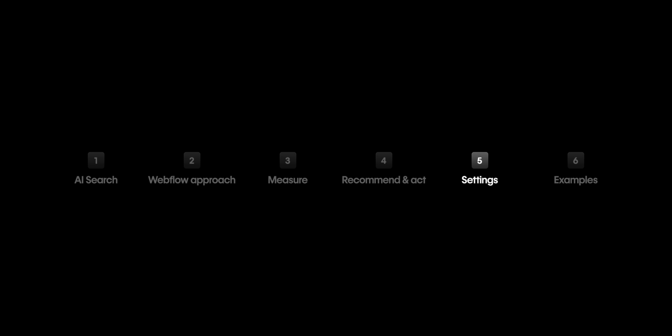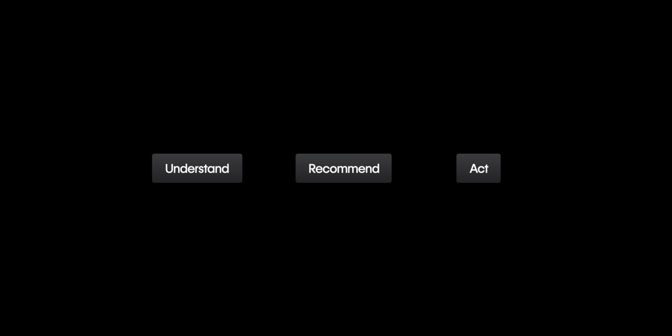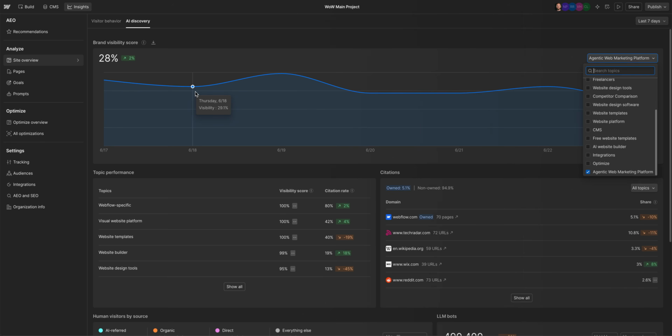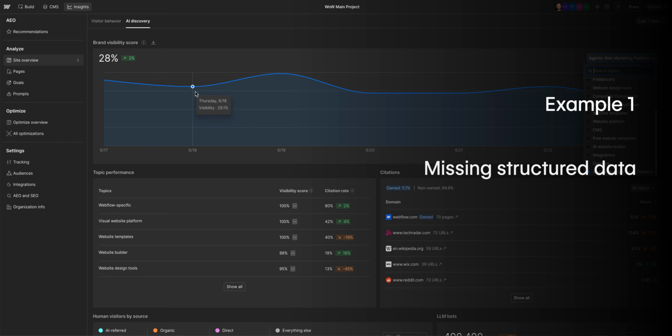Now that we've seen the core areas, let's put the whole loop together with 2 examples. A good way to see how this all fits together is to walk through it using the core framework we talked about in the beginning. Measure, recommend, act. Or, as we like to think about it in practice, understand, fix, ship. For example 1, we have some missing structured data.